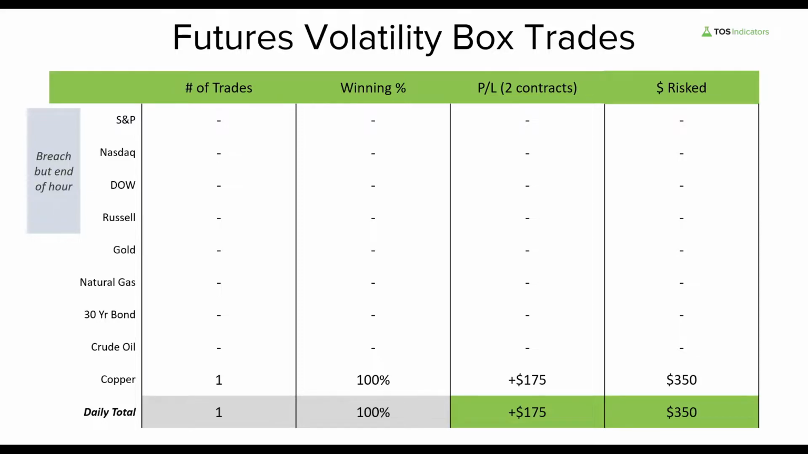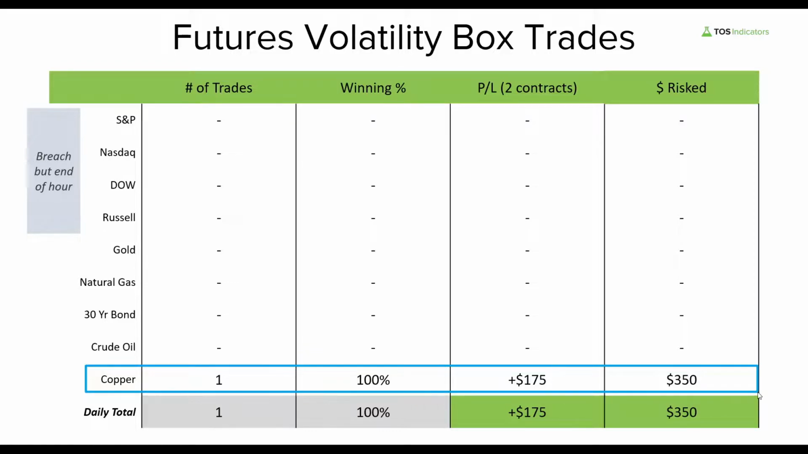With our futures markets, we had only one trade that set up via our volatility box rules, and that was in copper, where we had our breach. We had an opportunity to enter once we had our confirmation signal, and it was good for our first target for a positive 175, and the second contract was taken off at break even. So that was the one trade that met the rules.